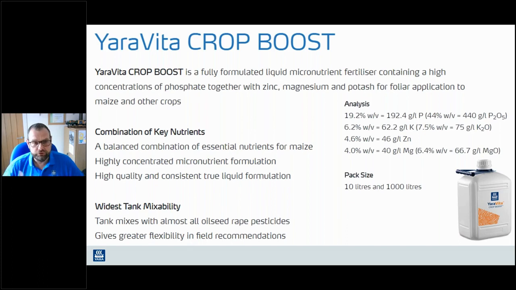And just a reminder of what it is. It's a high concentration of phosphate. So that full 5 litres a hectare is putting 2.2 kilos of phosphate straight into that plant where it's needed. And when we think of the maize crop, it's got useful amounts of potassium, magnesium, and zinc all in that product. So widely tank mixable. So yeah, the same product, different name. Same pack sizes, available in 10s and 1,000 litre IBCs, but now called Crop Boost, not Maize Boost.